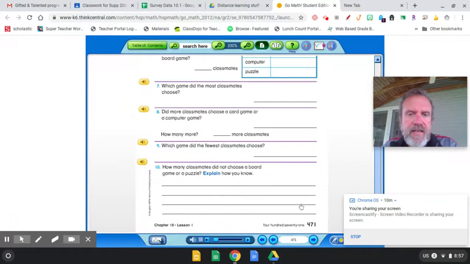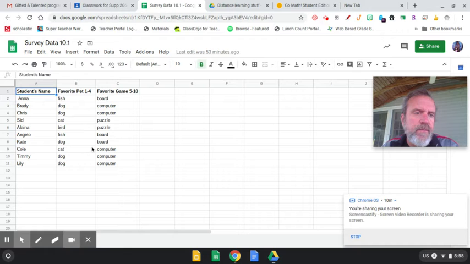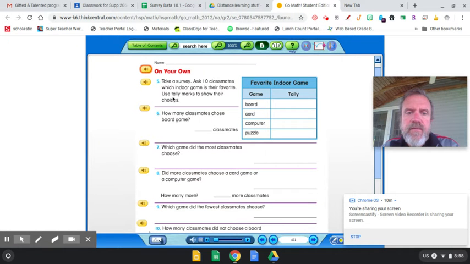On the next page when you work, it's about favorite indoor game. And the only choices are board, card, computer, and puzzle. But Mr. Sup, I don't have anybody to ask. Mr. Sup did the work for you. I asked Anna, Brady, Chris, Sid, Elena, Angelo, Kate, Cole, Timmy, and Lily. And here are their answers. Okay, so you're going to use these answers to make your tally chart for these questions and then answer those questions.